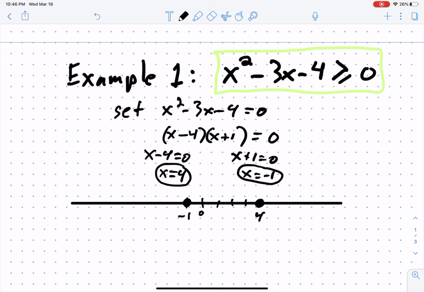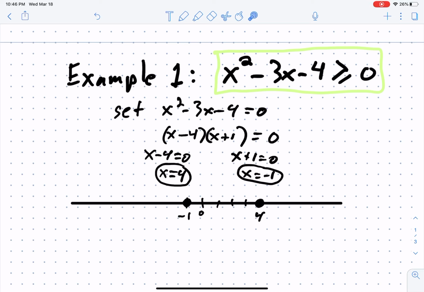So we have these two points, the negative 1 and the 4. And the idea is, if we didn't have the graph to look at, we know that these are the places where the graph touches the x-axis. So if it's going to cross the x-axis from either above to below or reverse, it's got to do it at one of these two places.